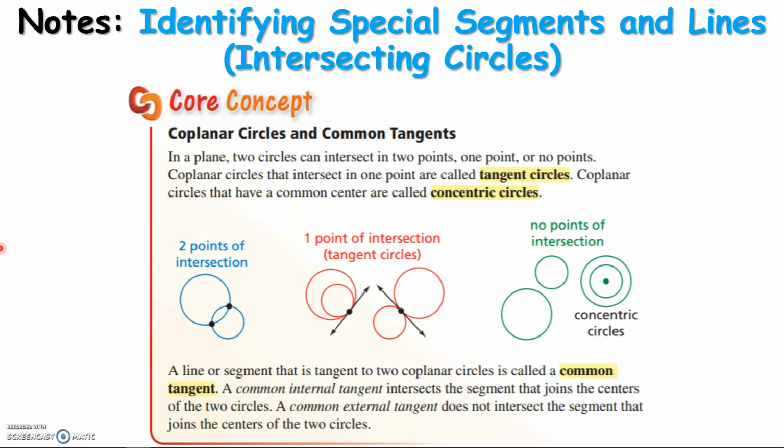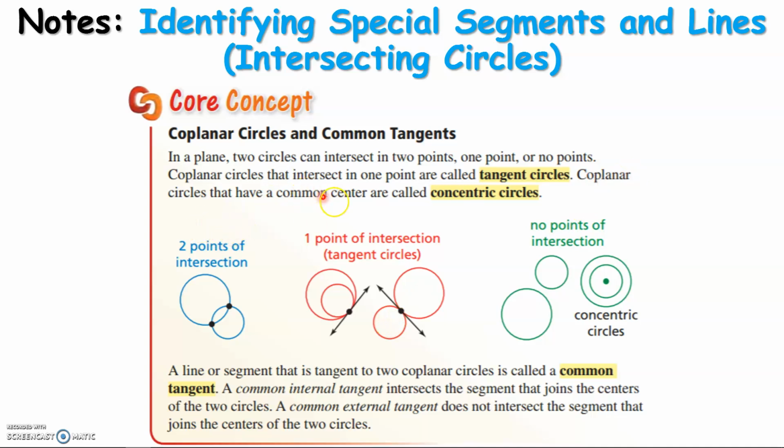Let's introduce a couple more definitions. In a plane, 2 circles can intersect in 2 points, 1 point, or no points. Coplanar circles that intersect in 1 point are called tangent circles. So for example, we see those here in red. We see 2 circles intersecting in 1 point in both of these images. Thus, these circles are tangent to one another.